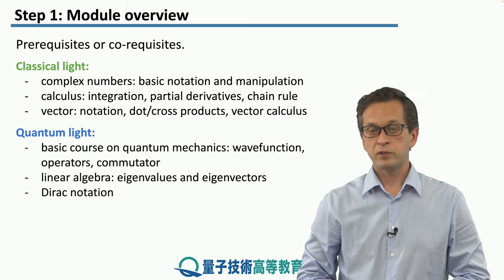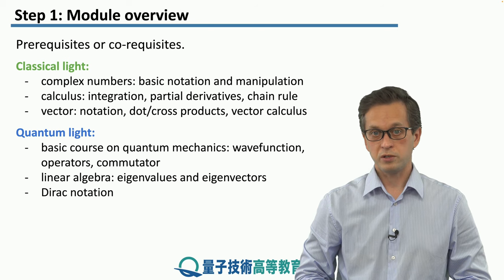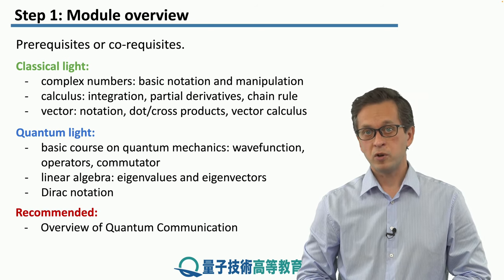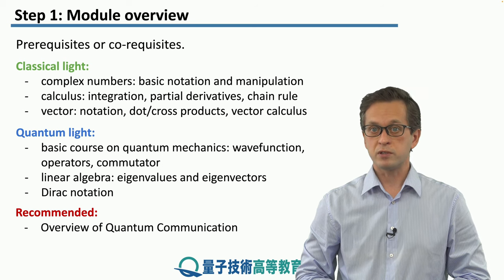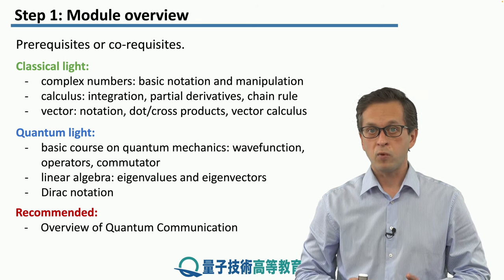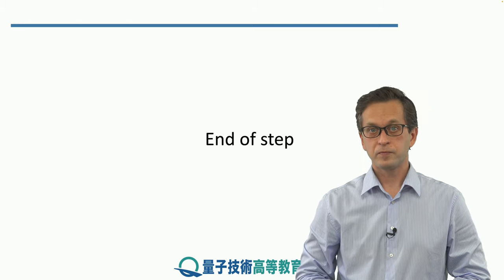This is a very useful notation in quantum mechanics. If you are not familiar with it, I encourage you to visit our overview of quantum communication where we introduce this notation. In fact, that module is a recommended module, even though it's not a strict requisite. But going over it will give you a nice introduction to the context of this entire module and why we need to go from classical to quantum light. Let's begin.